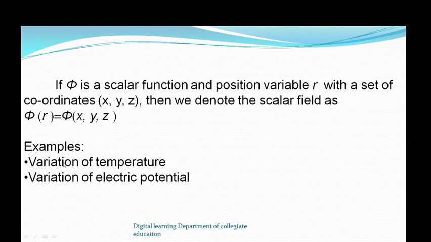Example for scalar field: variation of temperature. In a metal rod, one end of which is heated while the other end is kept cold, that is an example of variation of temperature of a metal rod as a scalar field. Temperature varies along the length of the rod. Similarly, variation of electric potential at various points surrounding a charged body is an example for scalar field.